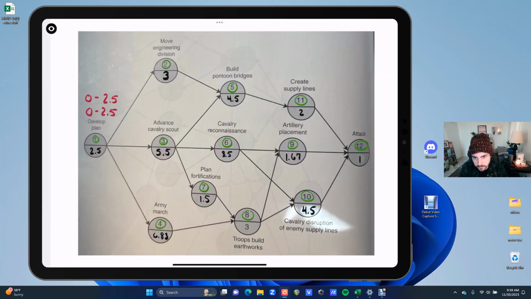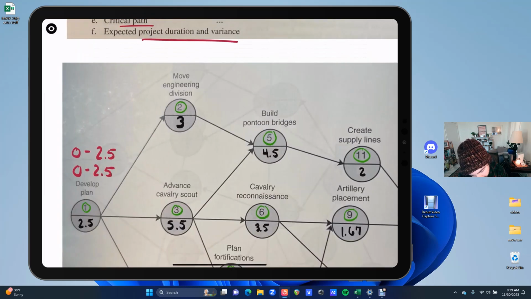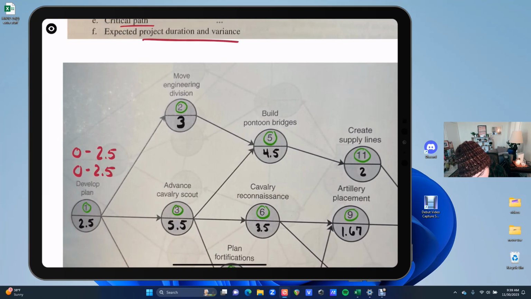Now, moving on to activity 2. This is going to take 3 days. So the earliest it could be done would be 2.5 to 5.5, so at the earliest at 5.5 days. We won't be able to tell how late we could finish, at the latest, until we do some of these other ones.